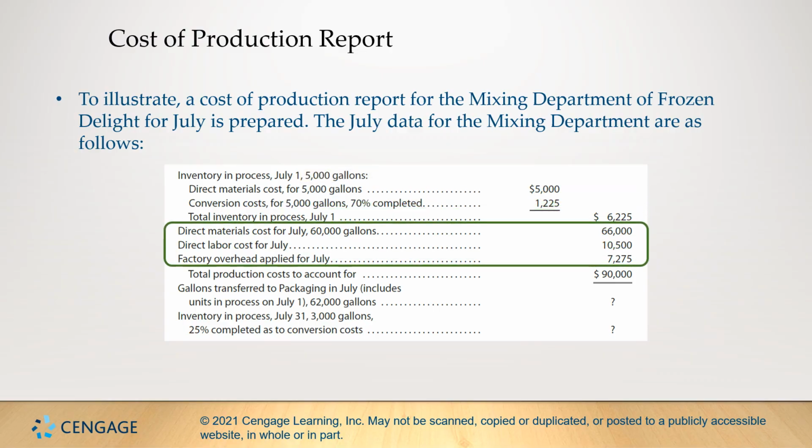Next, we have the current month's production costs. Direct materials, $66,000, direct labor, $10,500, and overhead, $7,275. These are the costs of the 60,000 gallons of ice cream we put into production this month.